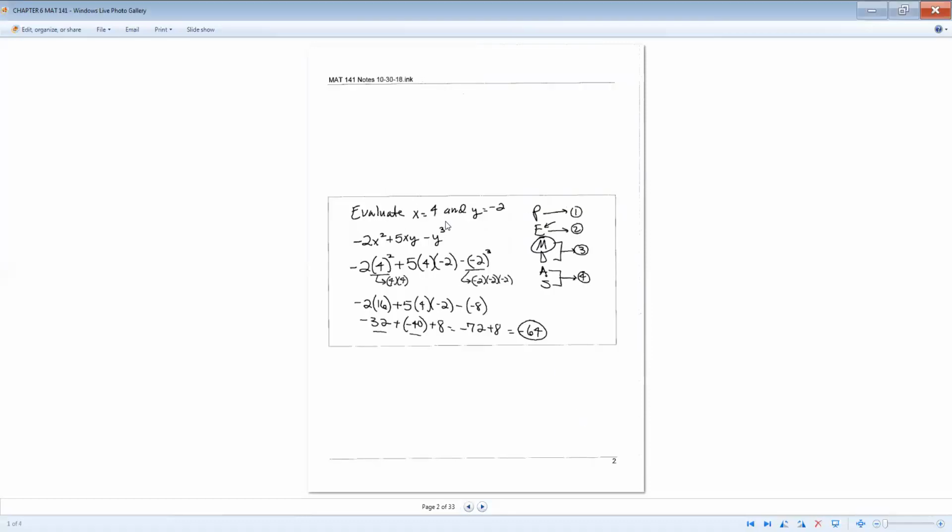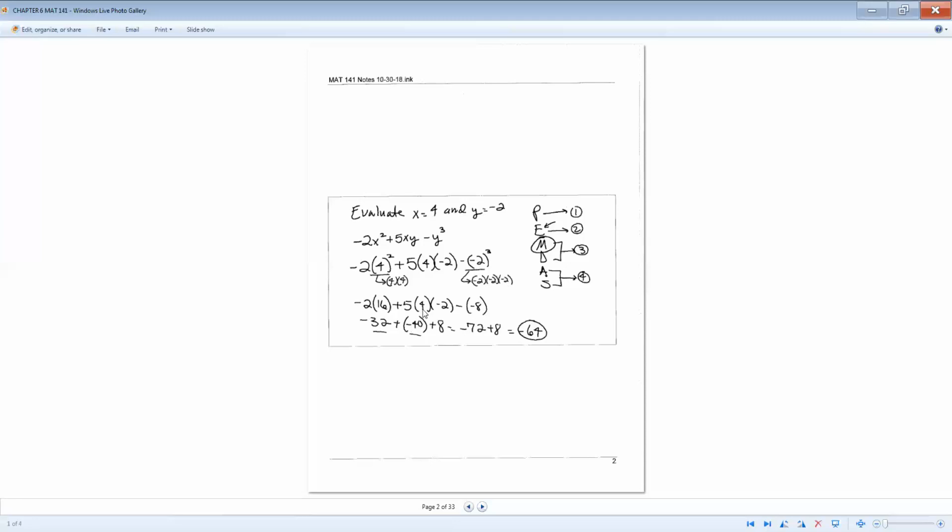Here, it wants to evaluate when x is equal to 4, y is equal to negative 2. We have negative 2x squared plus 5xy minus y cubed. Plug in 4 for x, negative 2 for y. So that'll be 4 squared, which is 16. And then here, negative 2 cubed, negative 2 times negative 2 times negative 2, which would be negative 8.